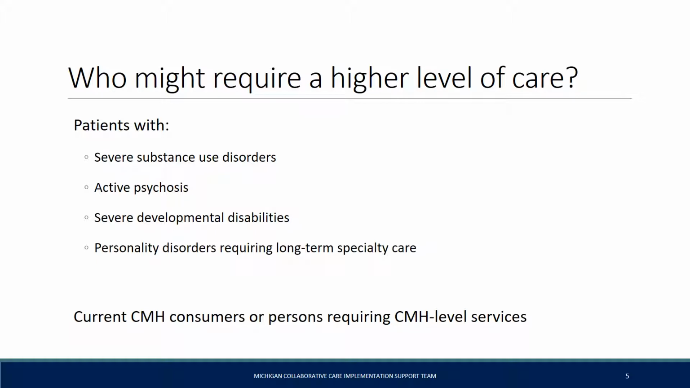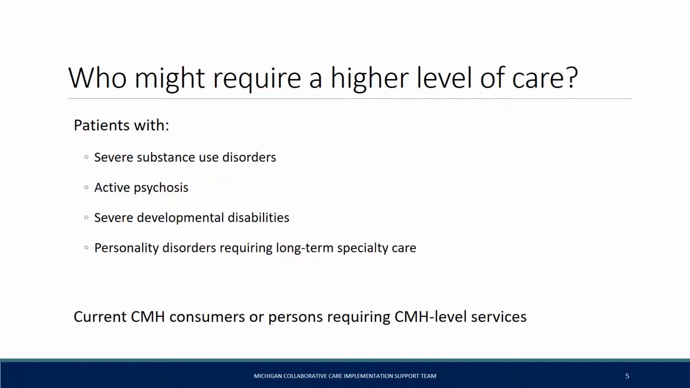So I did discuss this during our collaborative care overview webinar, but just briefly, I wanted to touch on who might require a higher level of care than collaborative care. This can often include patients with severe substance use disorders, such as those requiring inpatient treatment or detox, patients with active psychosis, severe developmental disabilities, or personality disorders requiring long-term specialty care. This can also include current CMH, community mental health consumers, or persons requiring that level of service.